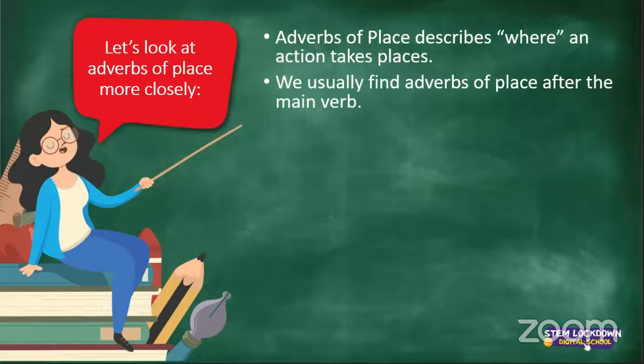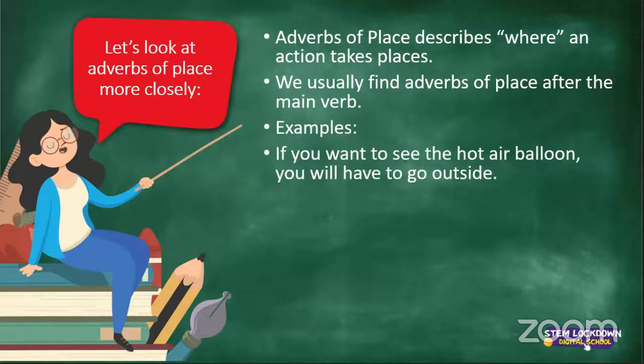Okay, our example. If you want to see the hot air balloon, you will have to go outside. I'm going to read it again. If you want to see the hot air balloon, you will have to go outside. Now remember, for an adverb of place, you will ask your question where. I am not going to look at the first part of the sentence now. I'm going to look at the second part. You will have to go outside.